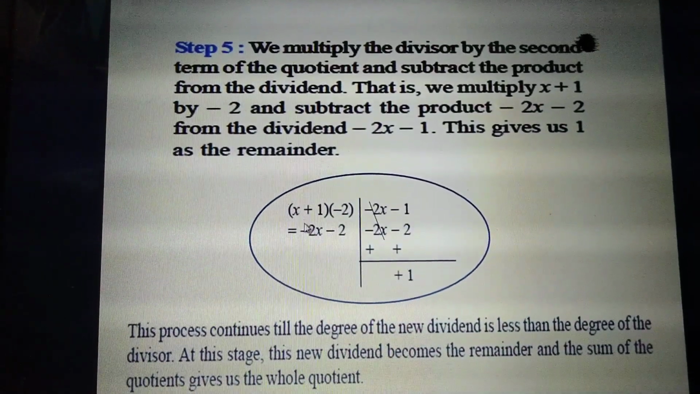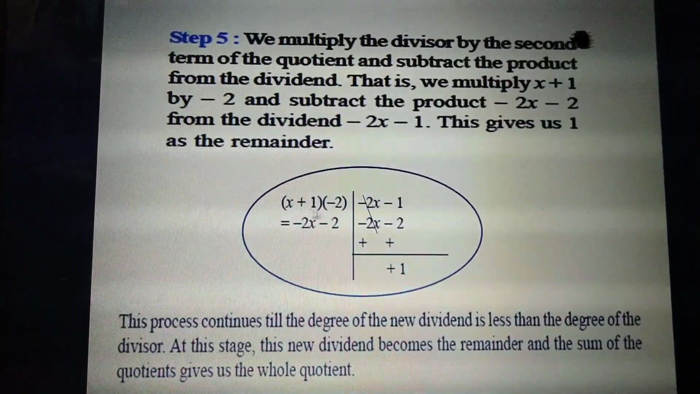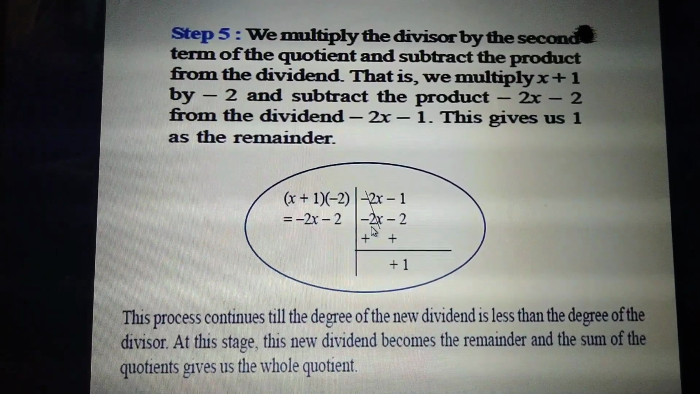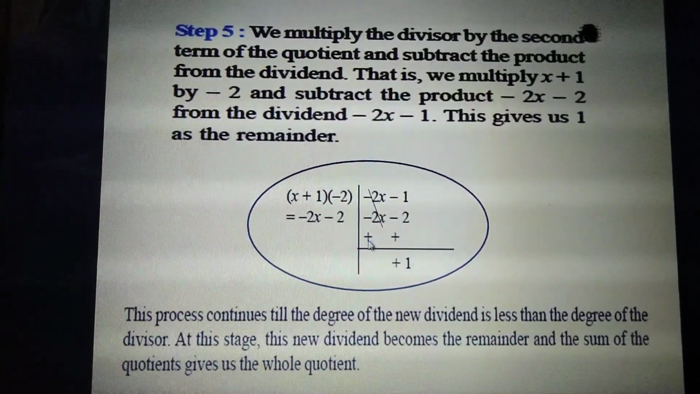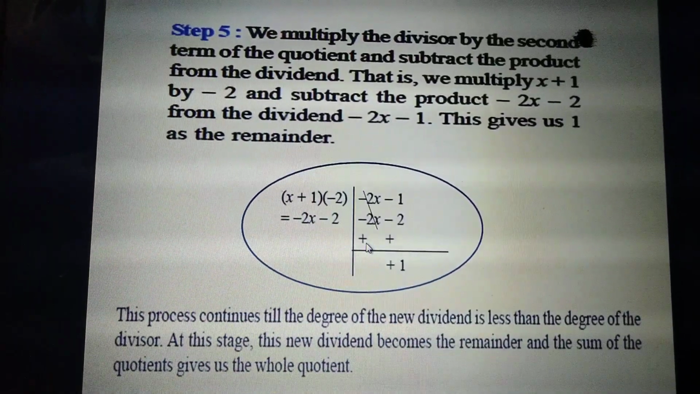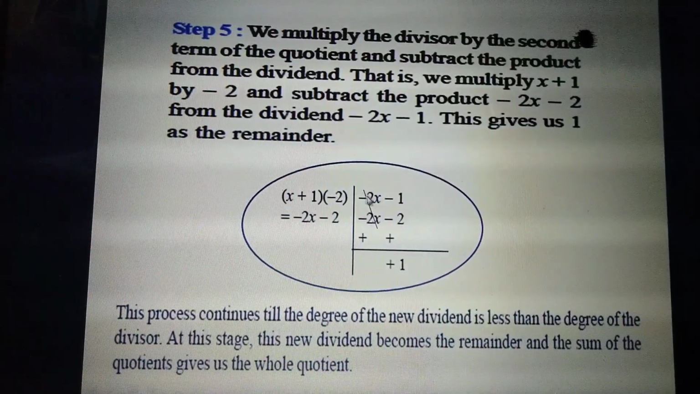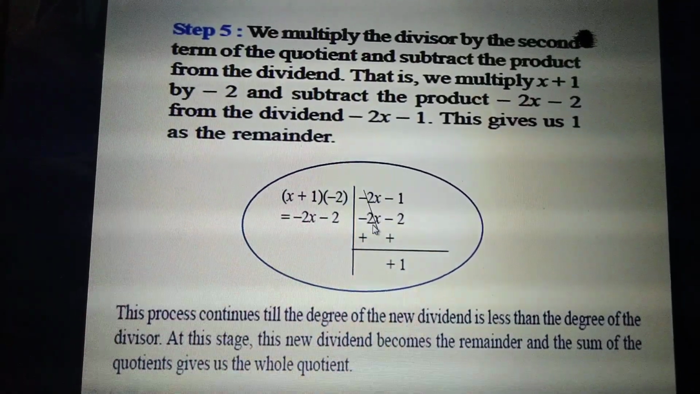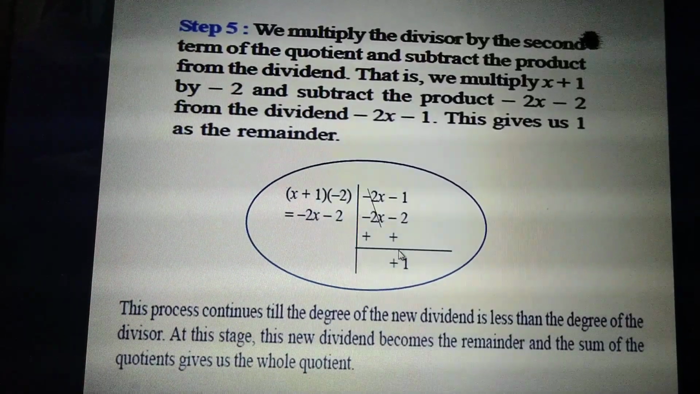See here, x plus 1 into minus 2. So x into minus 2, minus 2x, 1 into minus 2, minus 2. Subtract means change the sign and add it. So here minus is there, change the sign as plus. Here also minus, change as plus. So minus 2x plus 2x cancel. Minus 1 plus 2, the answer is plus 1.